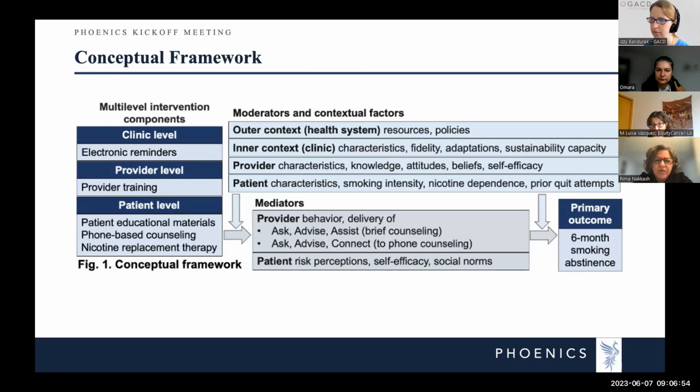We're thinking about, within the context of the clinic itself, what the characteristics are that will ensure fidelity. We have adaptations that are contextualized so that we can sustain the intervention. At the provider level, what are the characteristics of the provider, their level, their knowledge of cessation, but also their attitudes and beliefs, and finally the patients and their dependence levels, prior quit attempts, etc. And then finally assessing smoking abstinence within 6 months.